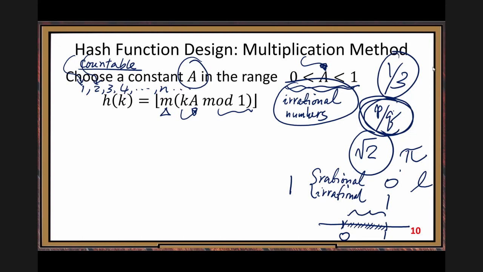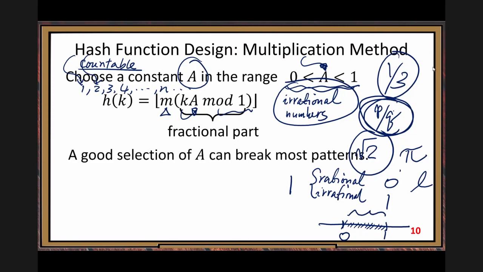So here, we choose A as some irrational number. A good selection of A that can break most of the patterns should be an irrational number. I hope after our short discussion, you get to know about irrational numbers. You can see it's very useful. Here we need an irrational number.